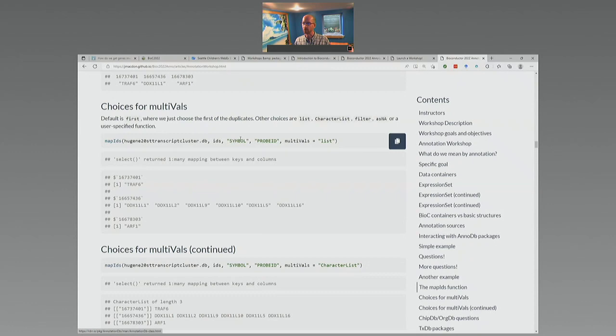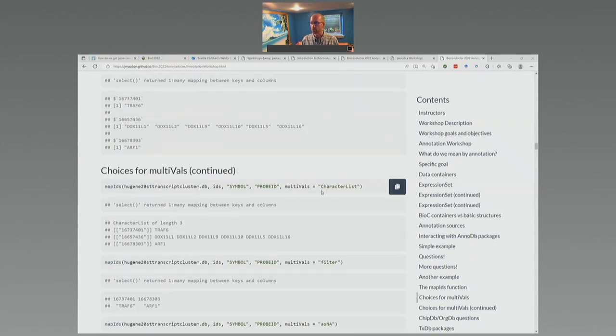So if we do the same thing again and we say we want a list, then we get what we'd expect. It's a named list with the IDs as the names, and then any duplicated symbols. So we end up with this list where we've got all the duplicate symbols for this one probe as just one value in this list item.